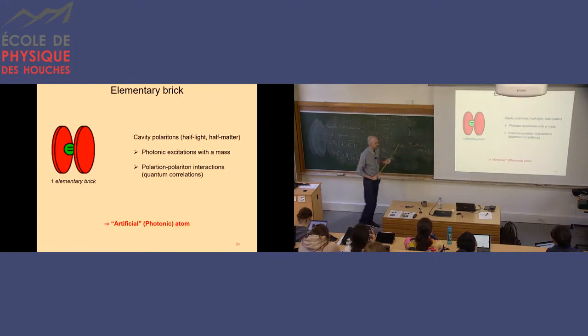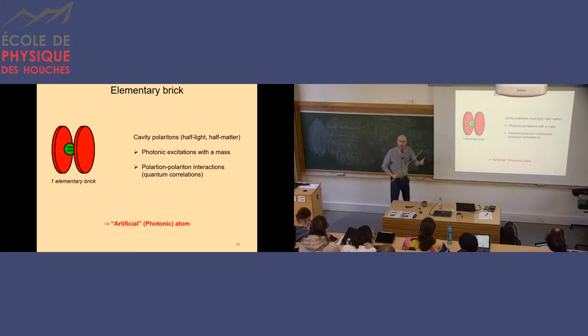Okay, so this shows that in the end, by putting this kind of two-level system inside the cavity, we have managed to create photonic particles, which are a little bit special. They are half light, half matter particles. Okay, they are massive. They have a mass, and they interact. So this already is a good step towards realizing an artificial material with photons. So this is actually going to be our elementary brick, if you want, this artificial atom, this photonic atom, in the following.